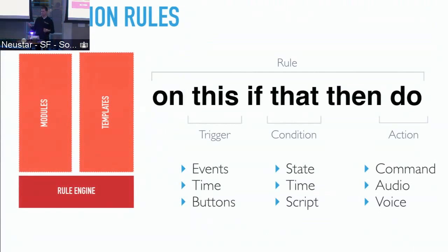This can be events from some sensors that you get. It can be timers like run it every minute or whatever. It can be physical buttons on a device which you can use then as a trigger for some rule.